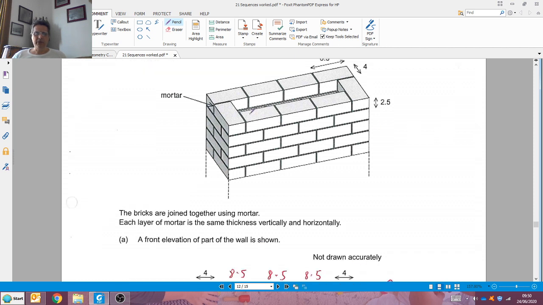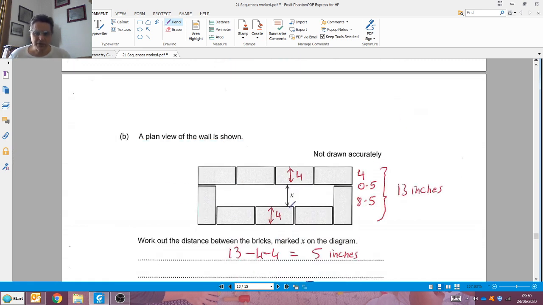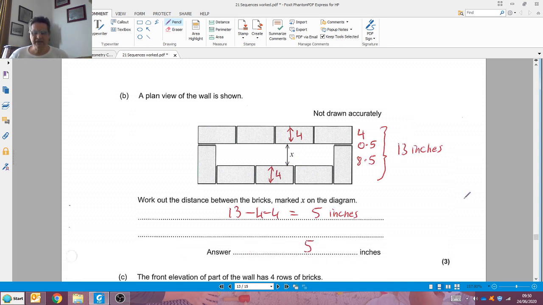It's not a solid wall. There's a gap across there, and I think they want us to work out the distance between the inner empty space of the wall. So I began to think, well, that's 4 thick, that is half an inch thick because it's got mortar, and that's 8.5 inches long. Altogether it comes to 13 inches.